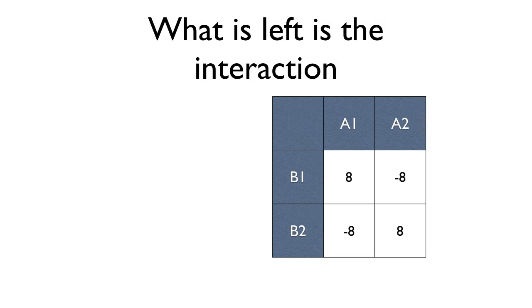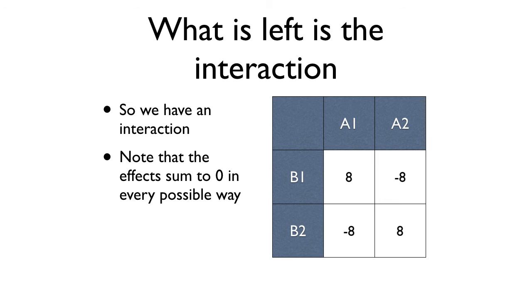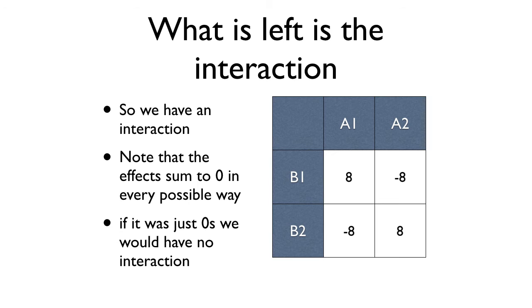Then we have the interaction, because they're non-zero. Okay? So we have an interaction. The effects do sum to 0 in every possible way. If it was just zeros, we have no interaction. Zeros mean there's no interaction. Now this would be a bizarre thing to do, but you could take out the interaction and you'd have zeros. Take 8 out of that and then 8 minus 8 over here. I don't know why you'd do that.